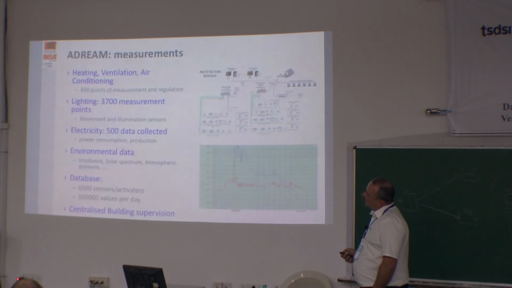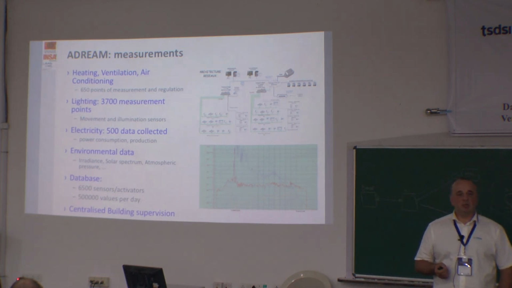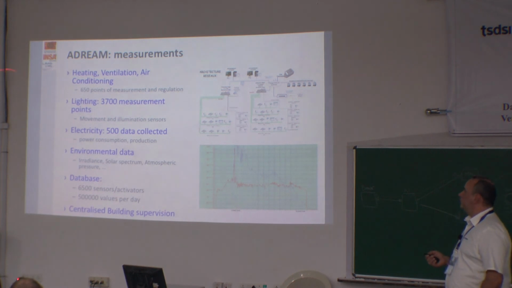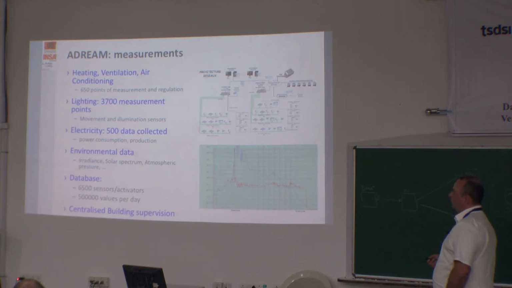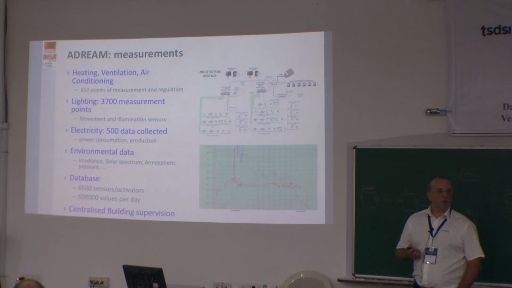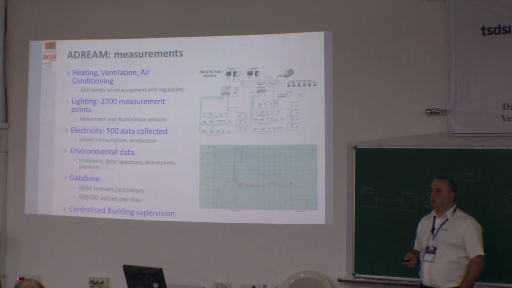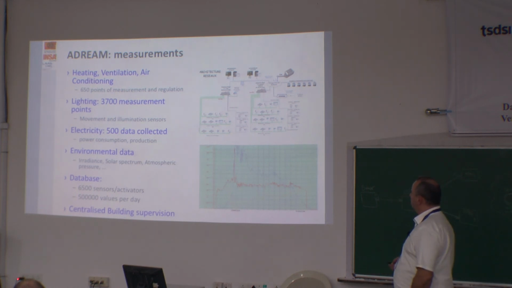We also have a lot of sensors, more than 7,000 sensors and actuators inside this building. We can monitor heating, ventilation, lighting, and electricity consumption with a lot of smart meters. We also have some environmental data. All the data collected are stored in a database. Every day you have more than 5,100 values inside this database. Those data are used to manage the building, but we can also use them to do data analysis on a smart building.